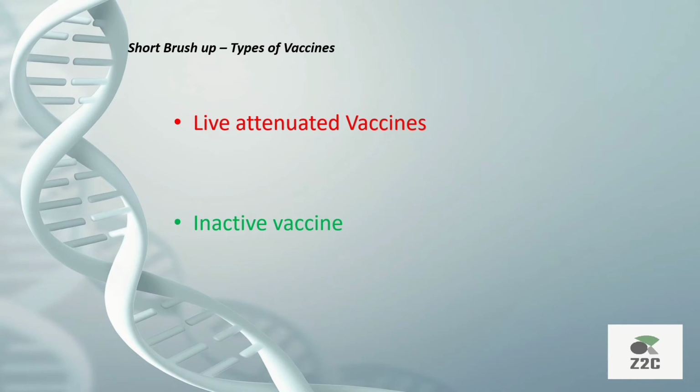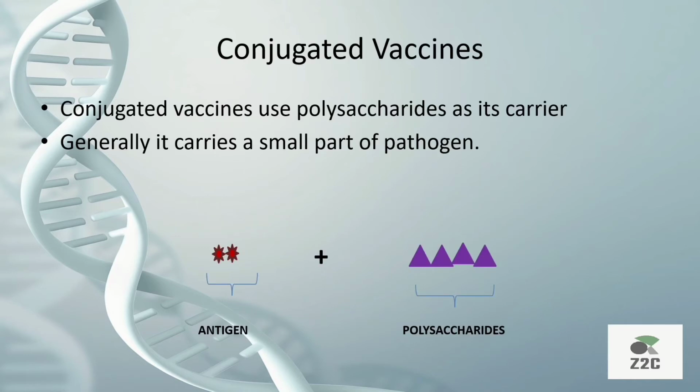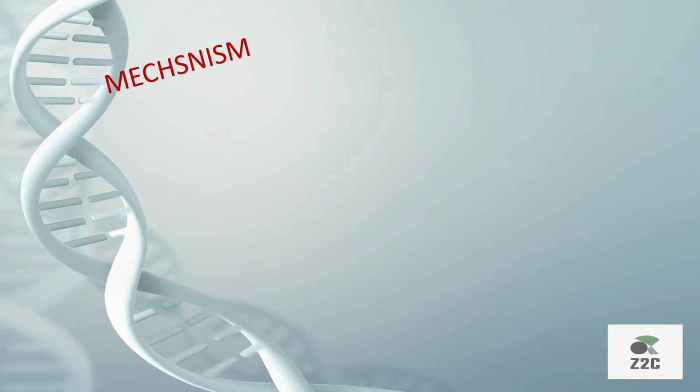Finally, now the conjugated vaccine. Conjugated vaccines use polysaccharide as a carrier, and obviously as a base it carries a small part of the antigen too. According to our video, the star-shaped object is an antigen and the triangle-shaped object is our polysaccharide. So in a conjugated vaccine, the combination of antigen and polysaccharide enters one's body. Let's see in detail now.